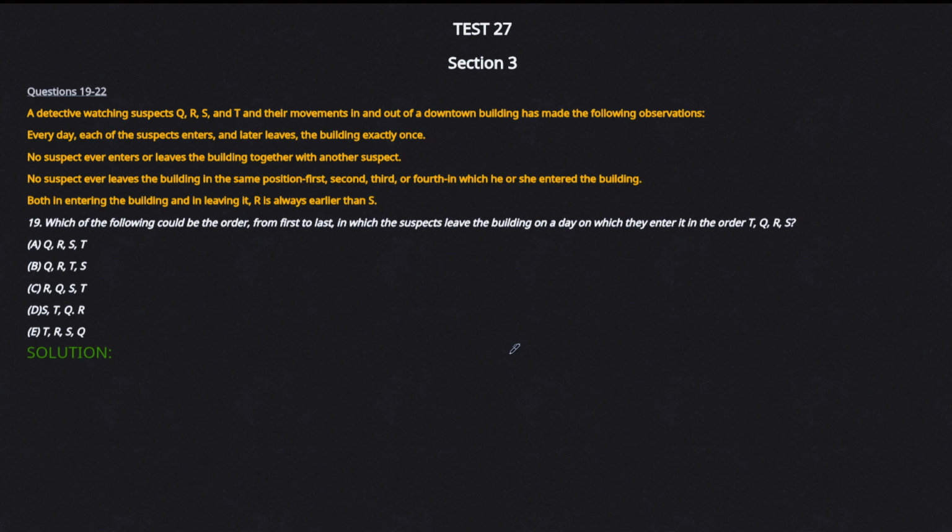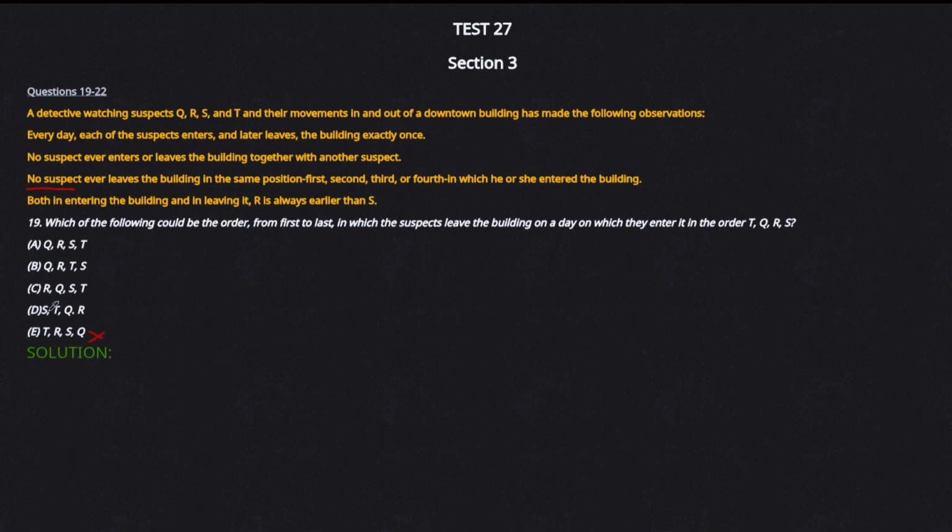Now let's go to the question. Which of the following could be the order from first to last in which the suspects leave the building on a day on which they entered it in the order T, Q, R, and S? So let's go over the options. I always like to go from the last one. So let's go with E, T, R, S, Q. We already see that T has entered the building at number one, so it cannot leave the building at number one as well because of the third condition. So this is a cross out.